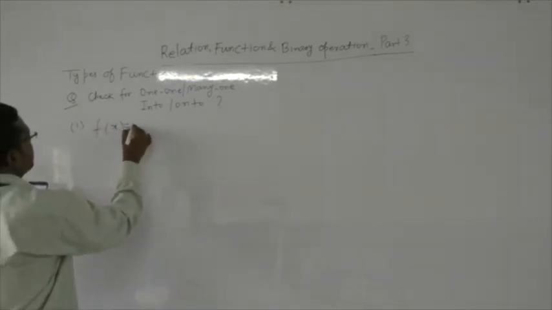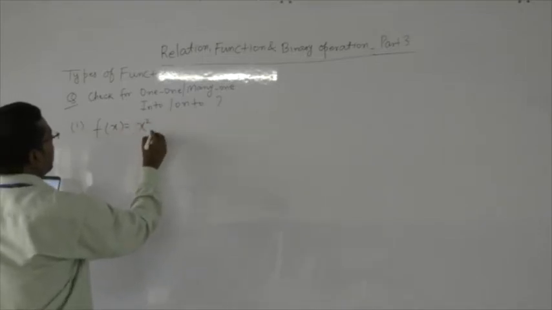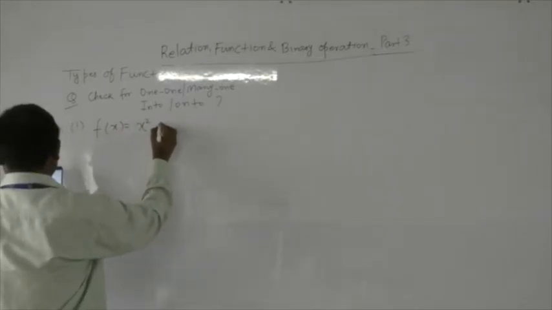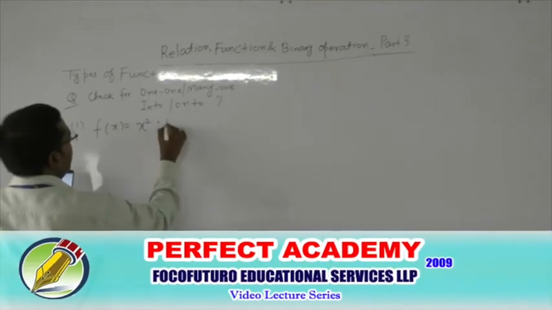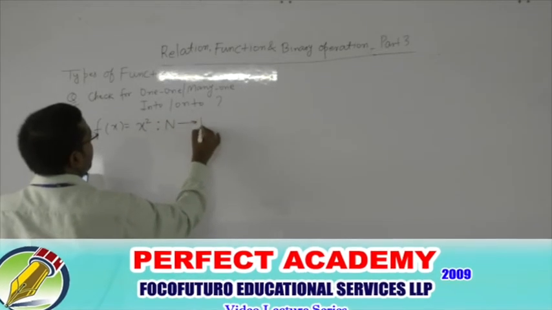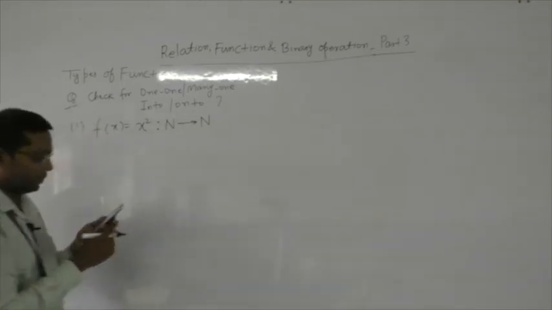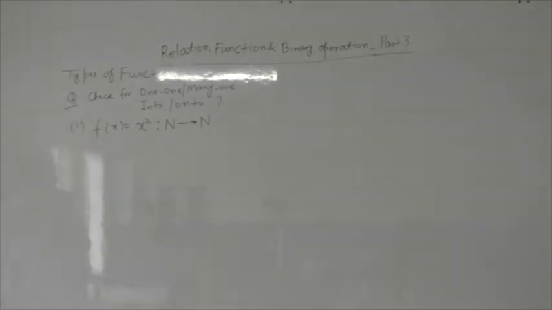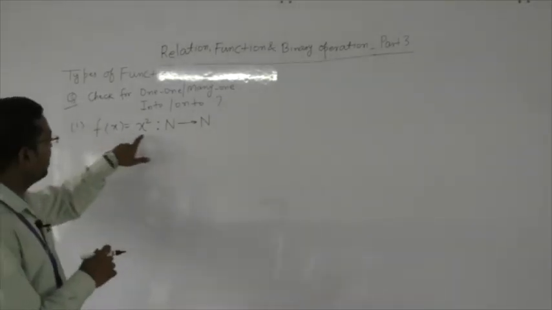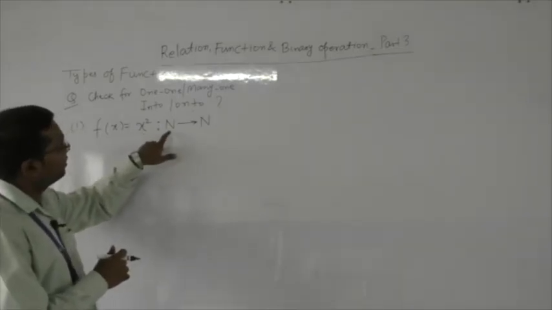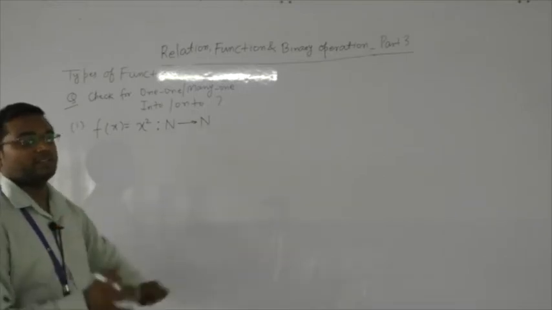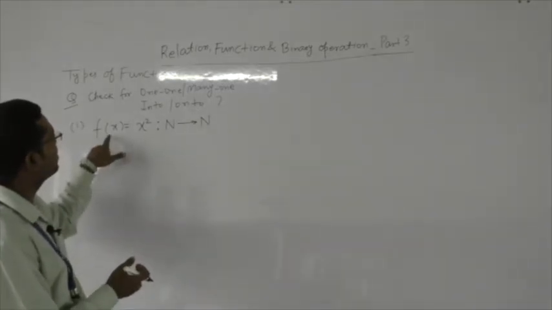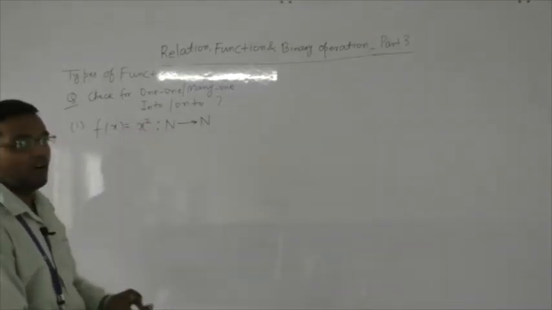f(x) equals x squared, and this function is defined from natural to natural. f(x) equals x squared is a function, and here the domain is all natural numbers and the range also belongs to natural only. We have to decide whether this function is one-one, many-one, into or onto.